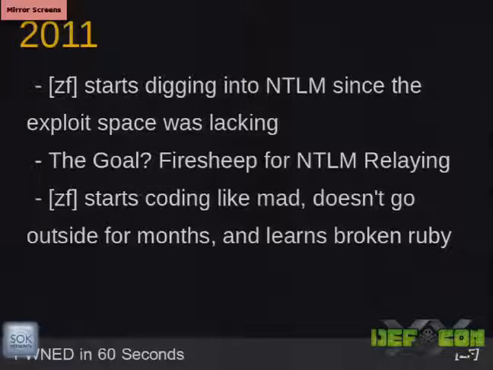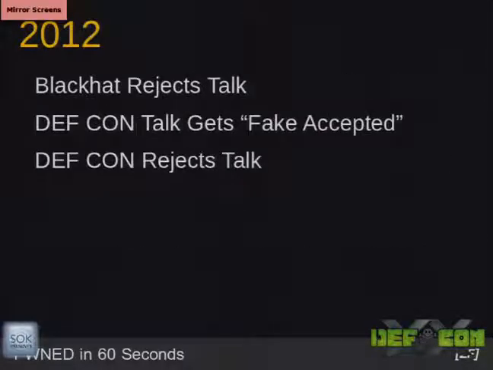We're getting there. I started working on a lot of proofs of concept to see to what extent NTLM relaying is supported across multiple protocols. Like I said, a lot of people talked about it in theory, but no one actually implemented it. So the goal is FireSheep for NTLM. I decided to start learning Ruby because I was originally going to integrate it into Metasploit, and that didn't happen, but it stayed in Ruby.